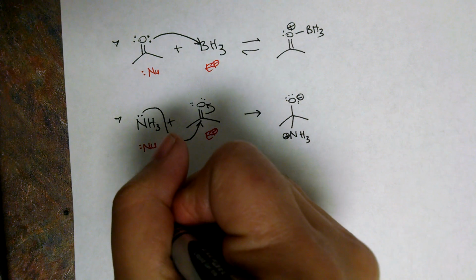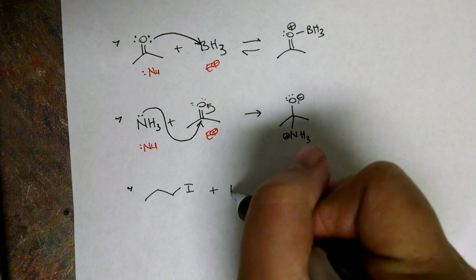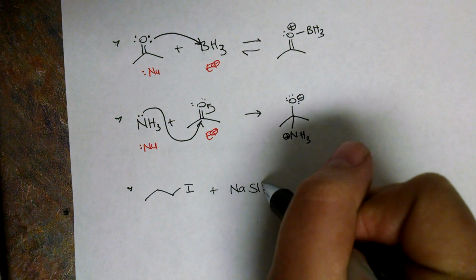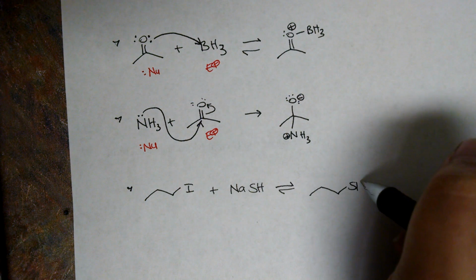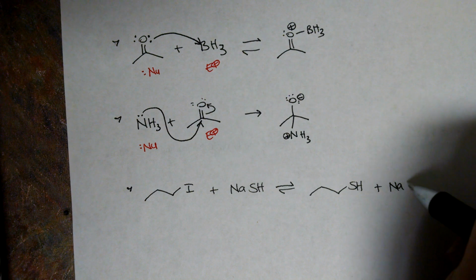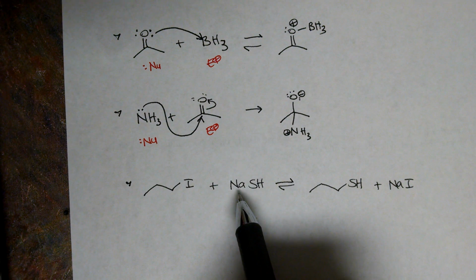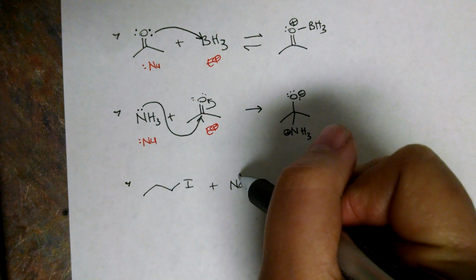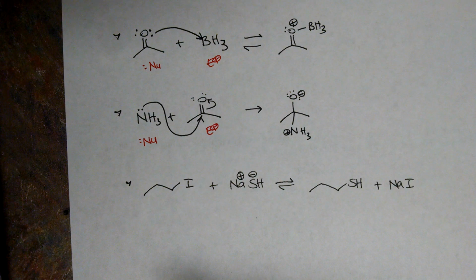Sweet. And one more. I plus NaSH goes to SH plus NaI. Always remember that whenever we have a sodium or a potassium or any metal involved, this is an ionic bond. So it actually looks like that. Go ahead and rewrite it just like that. If you ever see a metal right next to an atom, just go ahead and rewrite it.